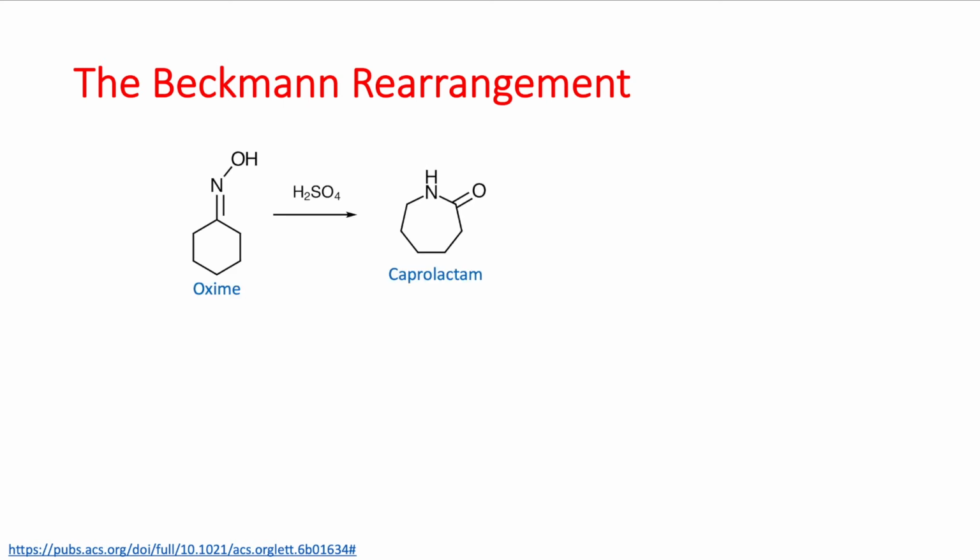The actual Beckmann rearrangement we're going to talk about now. So it's the reaction of an oxime, which then, if you add sulfuric acid, forms caprolactam. So we're going to go through the mechanism now. If you react it with sulfuric acid, it protonates the OH into an OH2+, which is a good leaving group because it acts as water when it leaves.